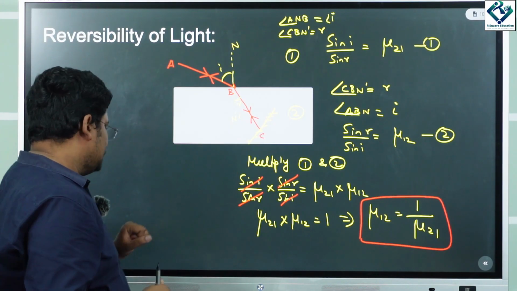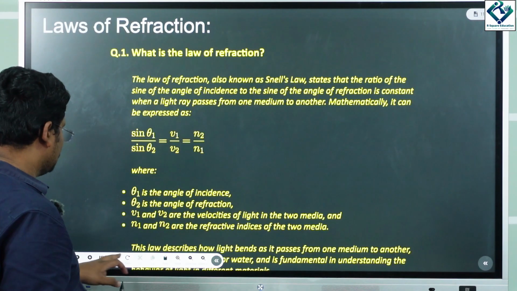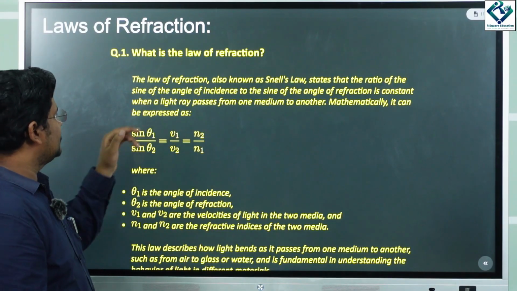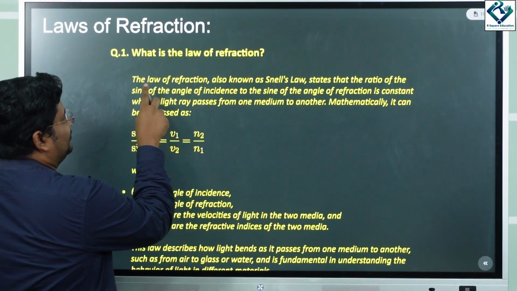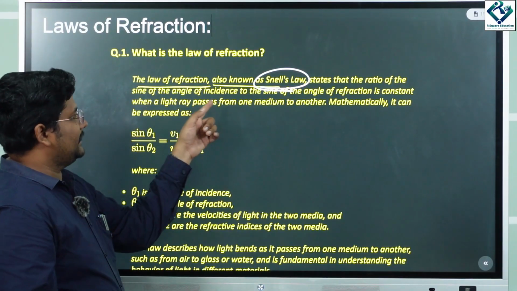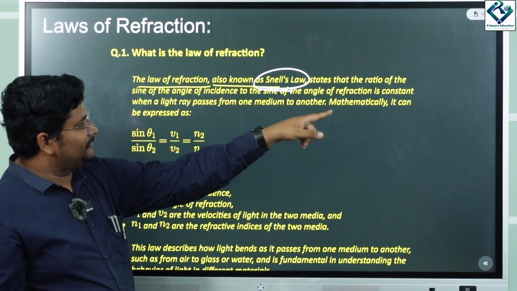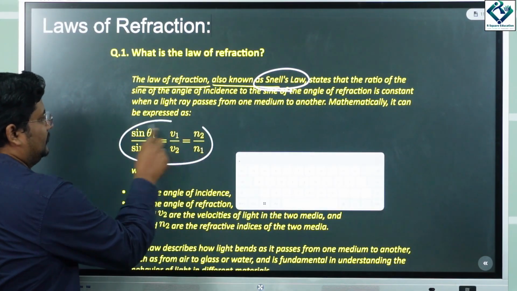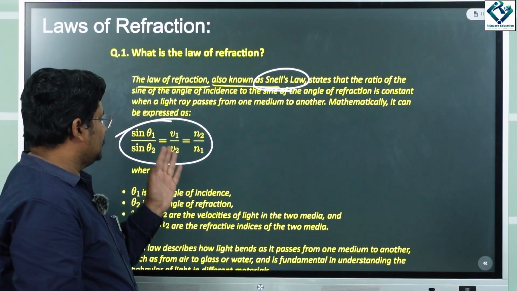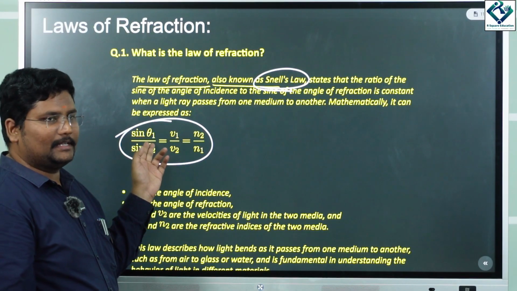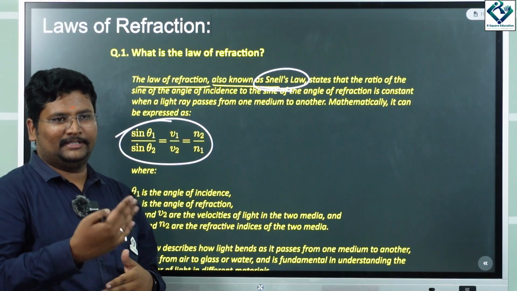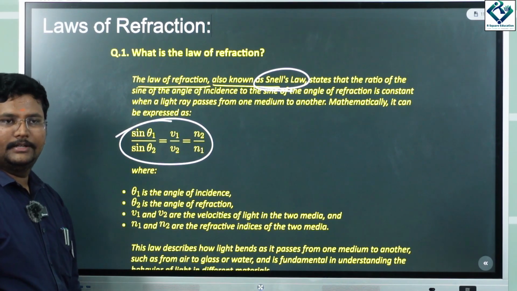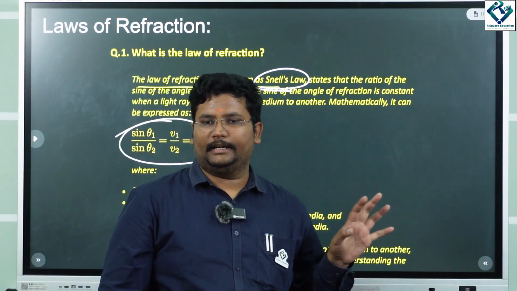No, right? So now see, if the question is going to be this, what is the law of refraction? See whatever is given, see what all are given. The law of refraction states that the ratio of sine of angle of incidence to the sine of angle of refraction is constant when a light ray passes from one medium to another. Mathematically you have this equation, right? So this is the equation we saw. In this case they have taken theta 1 and theta 2, which is nothing but the angle of incidence and the angle of refraction. So this is basically the law which represents the bending of light.